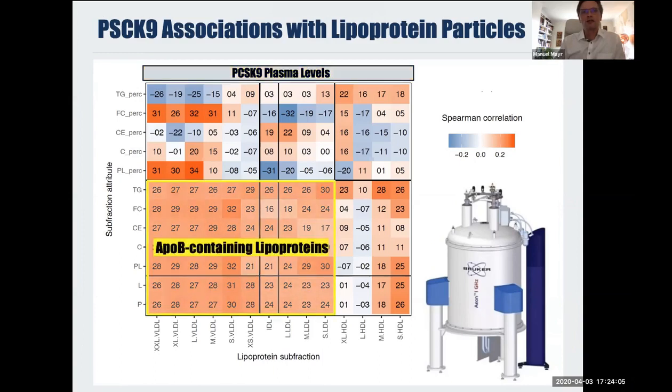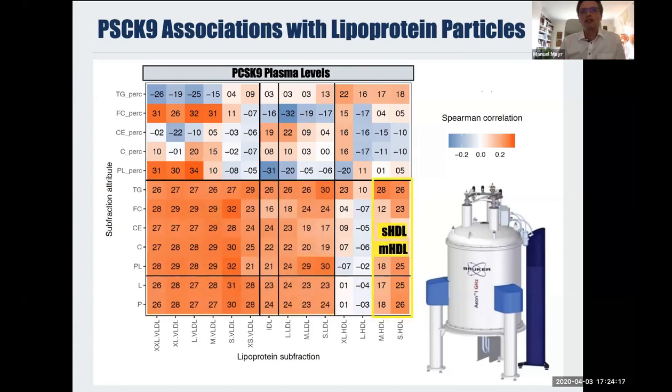And we get the strong positive correlation between plasma PCSK9 levels and the circulating levels of ApoB containing lipoproteins, which you would expect if PCSK9 regulates the LDL receptor. But we also saw this unexpected positive association of PCSK9 plasma levels with small and medium HDL. And this for us was a surprising observation, which we really wanted to follow up further.